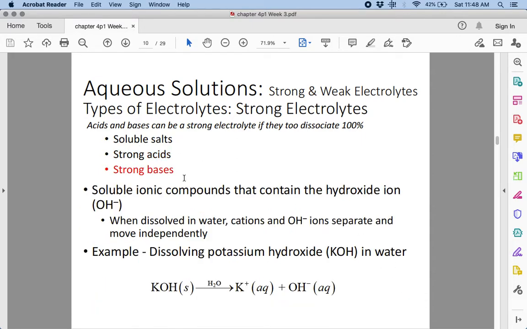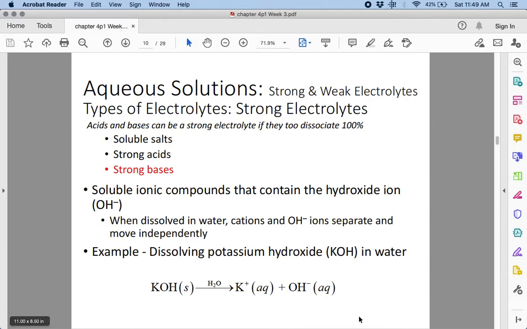Strong bases will also dissociate 100%. Okay, so again, strong acids and strong bases dissociate 100% in water. I'll say that again. Strong acids and strong bases dissociate 100% in water. You should be writing that down in your notes. When we have a base, again, it will completely dissociate. Most of the bases that we'll see will contain a hydroxide. There are other bases that we'll talk about, but these are the very common ones that you would see.